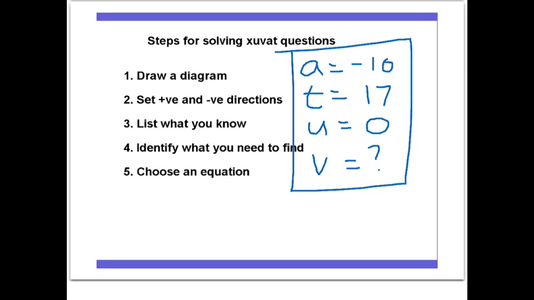Once you've got that, you can choose an equation. Once you see your 3 quantities that you know and the 1 that you don't, you're in a position to choose an equation. Step 6 is of course to solve for your unknown quantity.